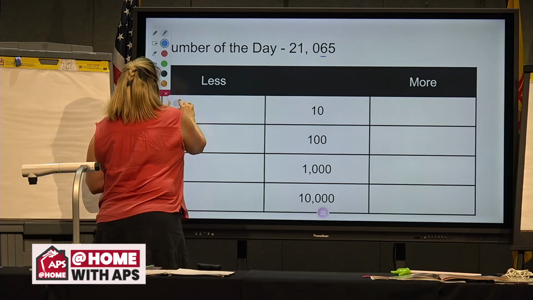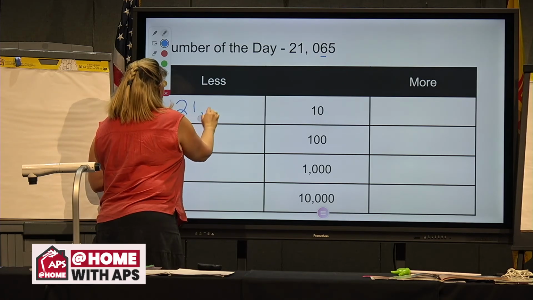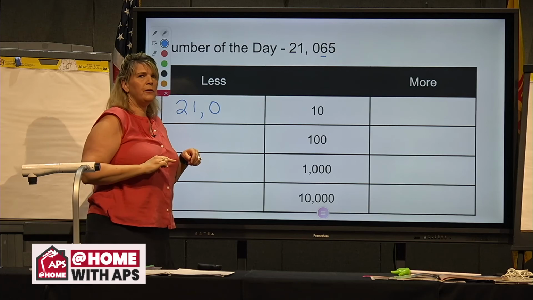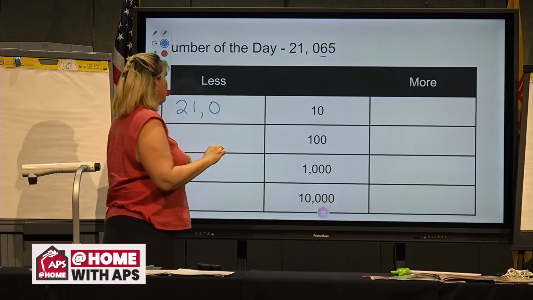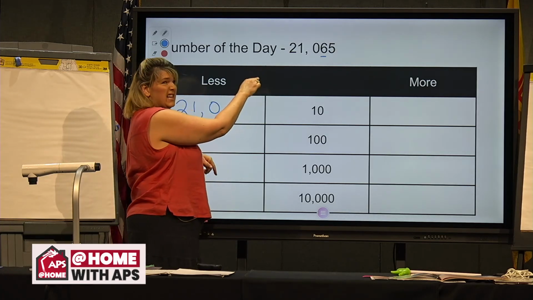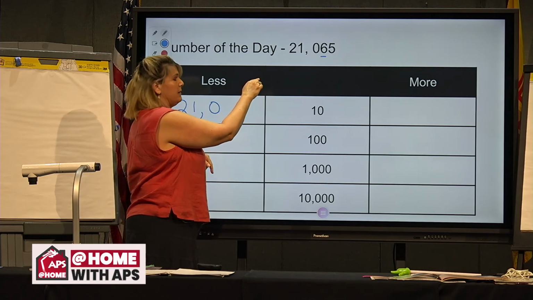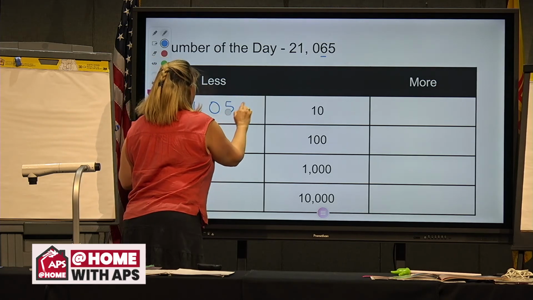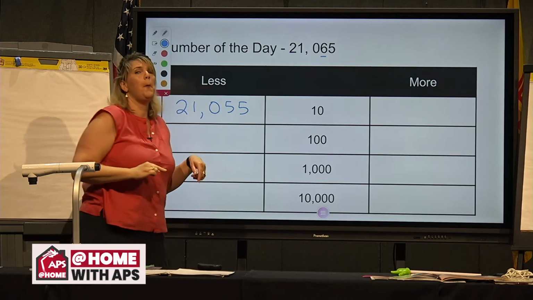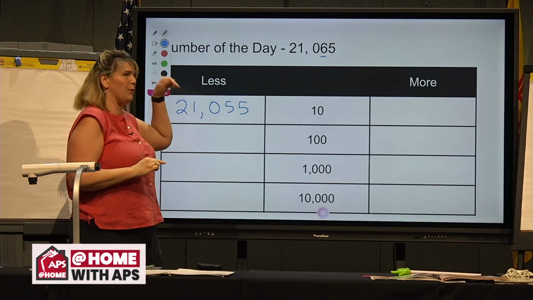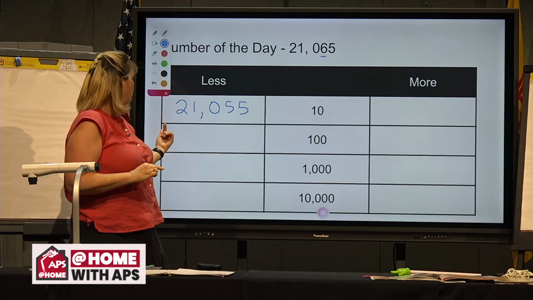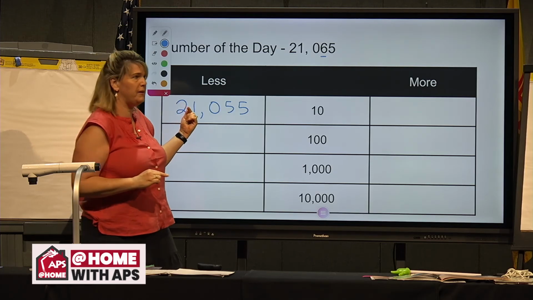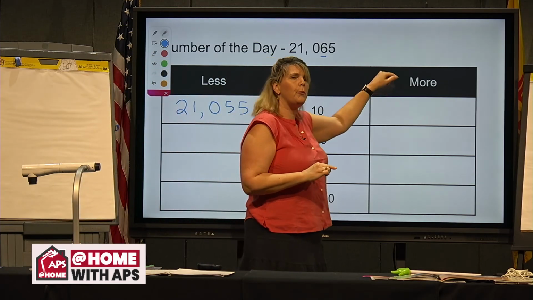So we have 21,000. Am I changing my hundreds? No, I'm changing my tens. Instead of 60 or 6 tens, I'm going to have 5 tens, right? Perfect. All right, I went down one set of 10. So my number would be 21,055.